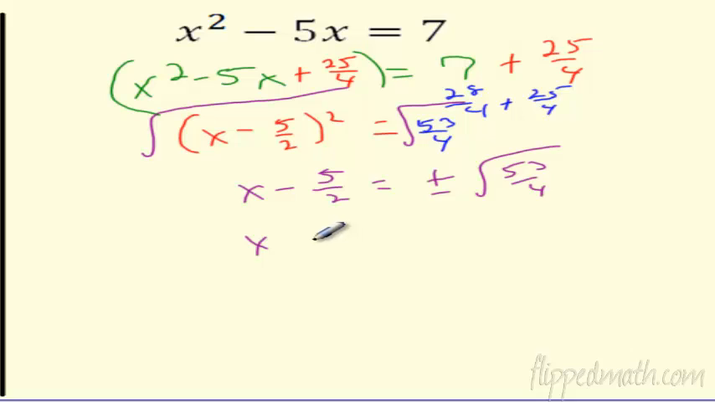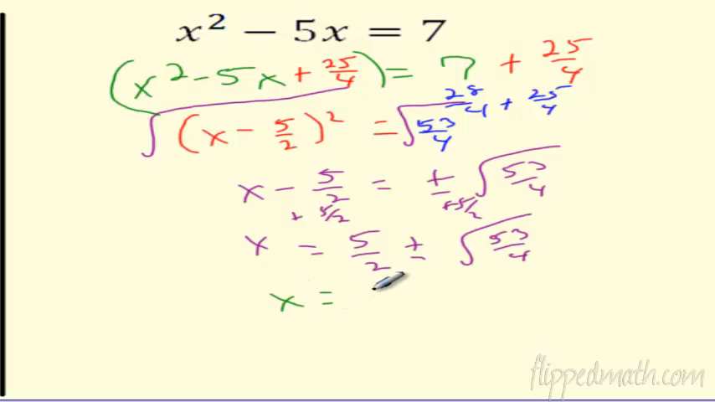Now I'm going to go ahead and add 5 halves to both sides. So I'm looking at x equals 5 halves plus or minus the square root of 53 over 4. So it looks like a mess there. Can we simplify it? Yeah, we can actually simplify this a little bit. Remember, if you've got a square root of a fraction, it means the square root of the top over the square root of the bottom.